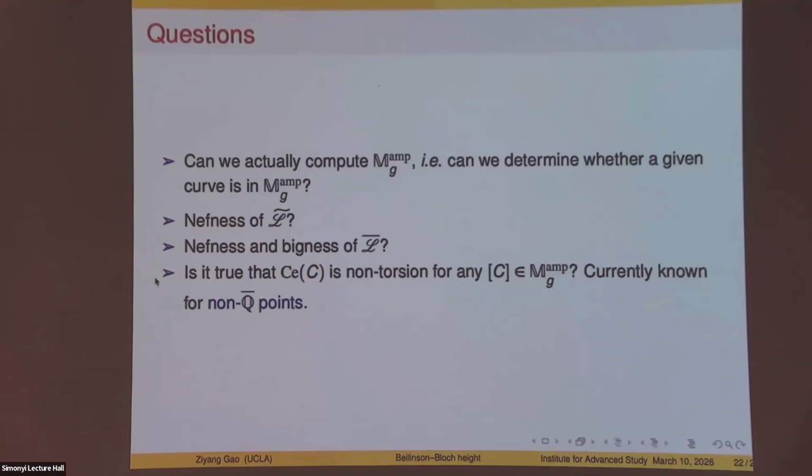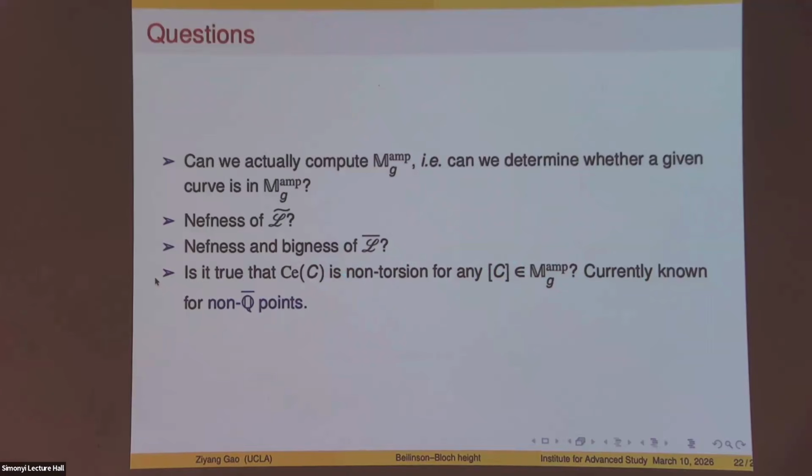So the third question basically corresponds to improving the lower bound to bounded below by zero. This is the third question. And the last one is back to the torsionness of the cycles. Is it true that for every point in this ample locus, the Ceresa cycle is non-torsion?